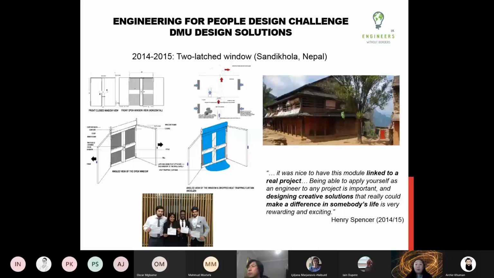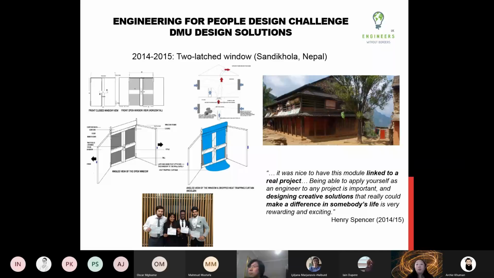And just to provide a little more detail about the type of design solution, this was the first team that was selected for the grand finals, and they proposed a two-latch window. It may look really simple, but there are so many benefits in the solution they proposed. You can see in the picture of the house that Sandicola is located in a mountainous area in Nepal. It can be very cold in the winter and hot and humid in the summer. Also, they usually share large rooms for most of the family, and they cook inside the house, so the smoke builds up and can cause respiratory diseases for the residents.